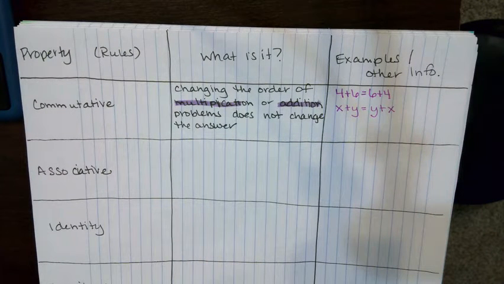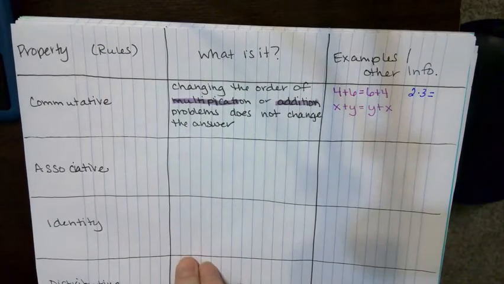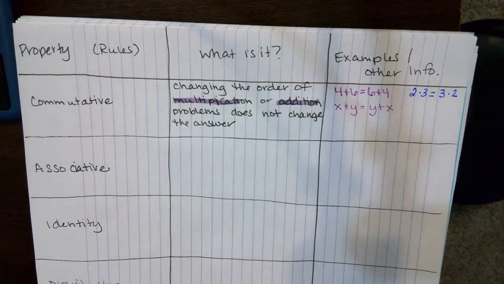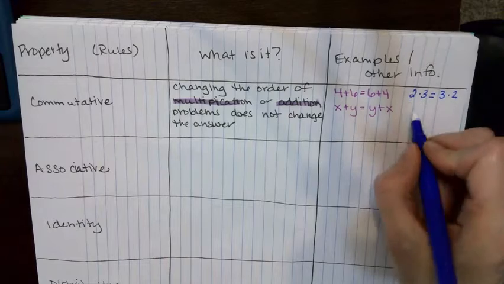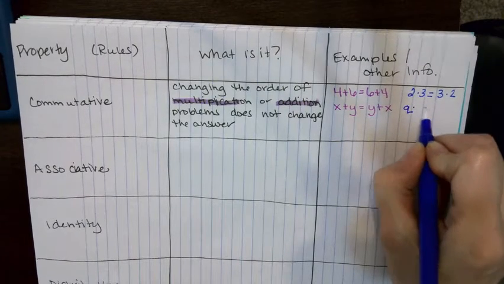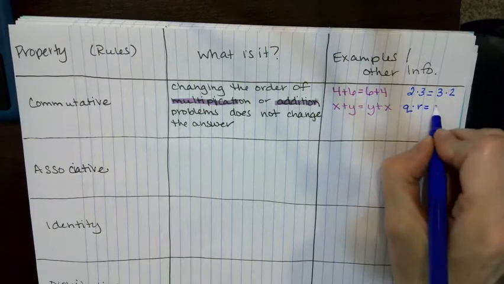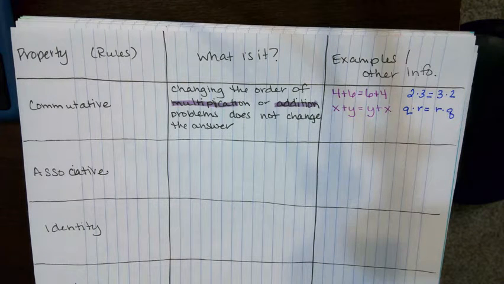Okay, now similarly, if I were doing the same thing with multiplication, I might say 2 times 3. Whether I start with 2 and multiply by 3, or start with 3 and multiply by 2, I'm going to get 6, right? I can also write this using variables. If I have some number q and I multiply it by a different number r, it doesn't matter if I start with q or if I start with r, I'm going to get the same thing. It's basically just saying I can rearrange the order of addition and multiplication only. I cannot rearrange the order in subtraction or division.